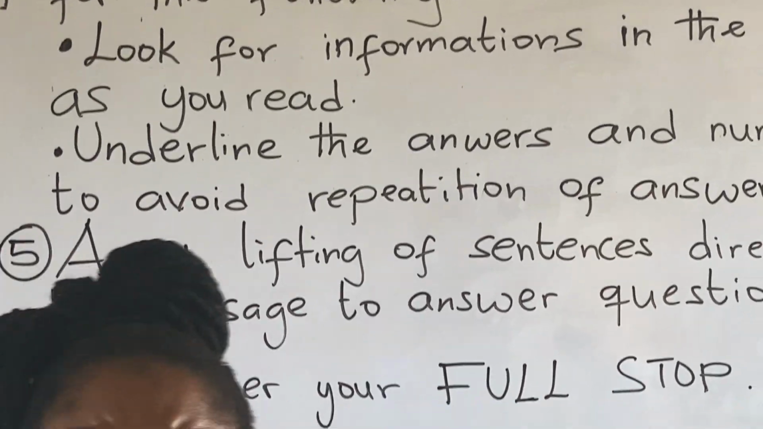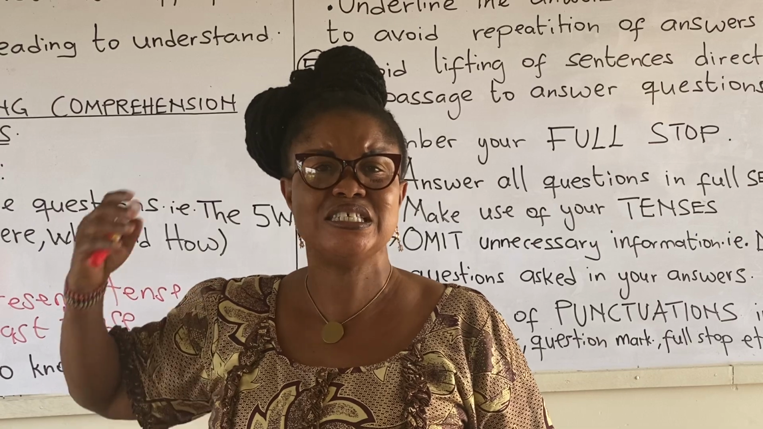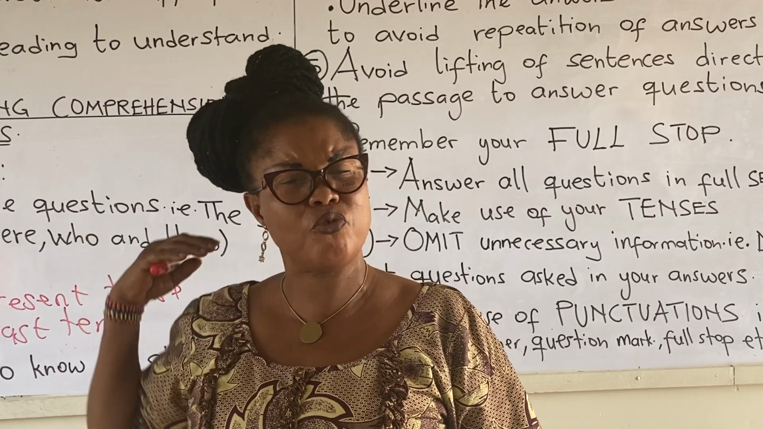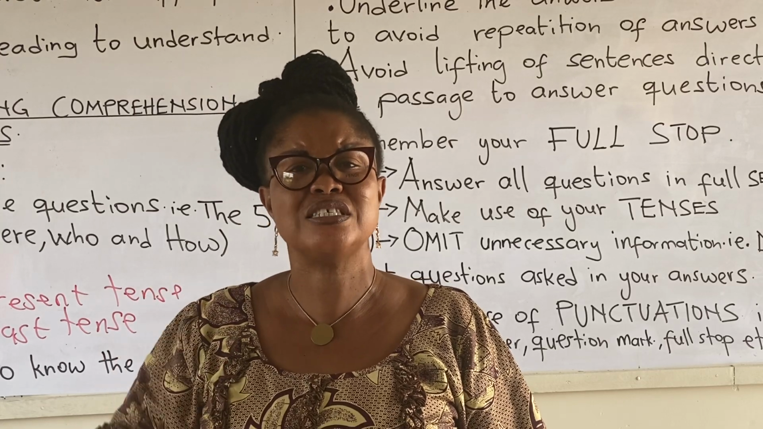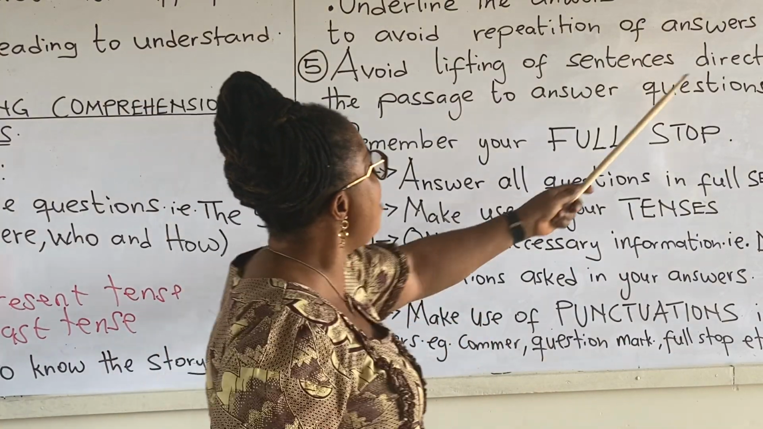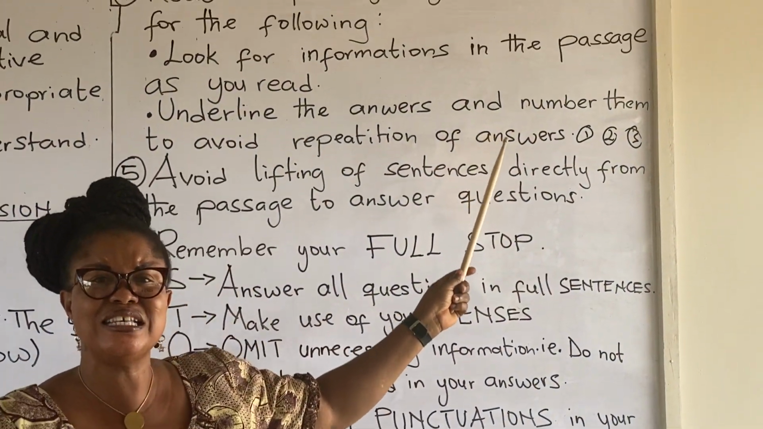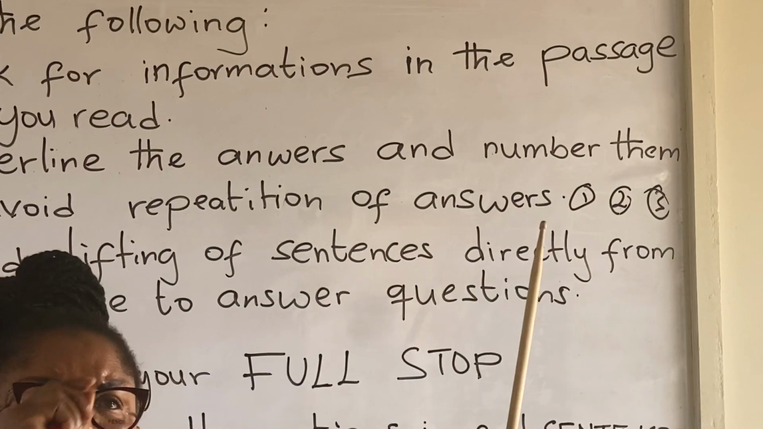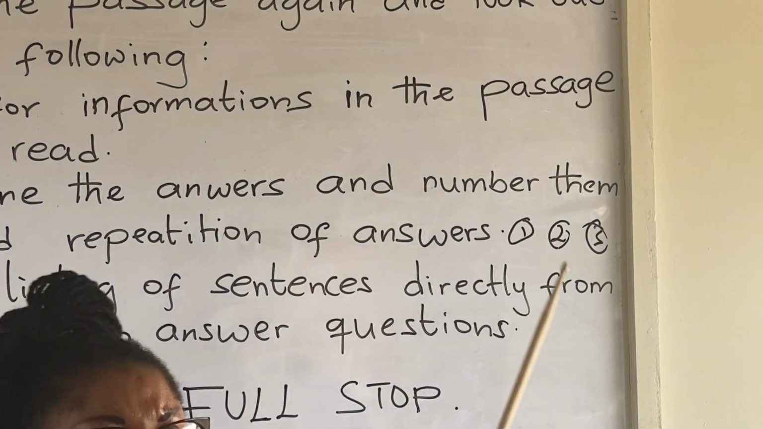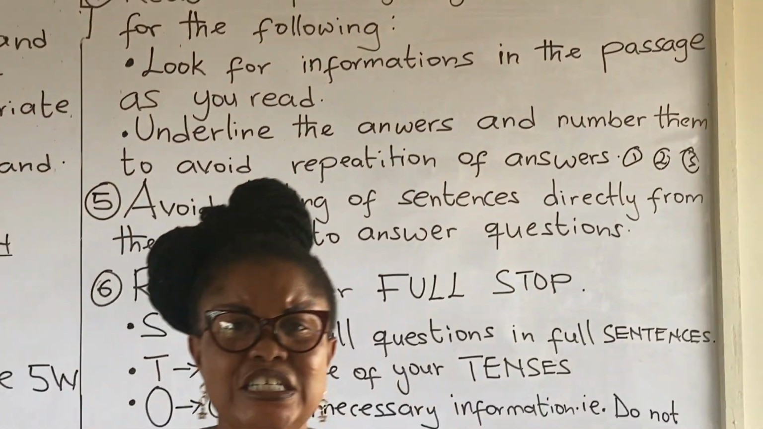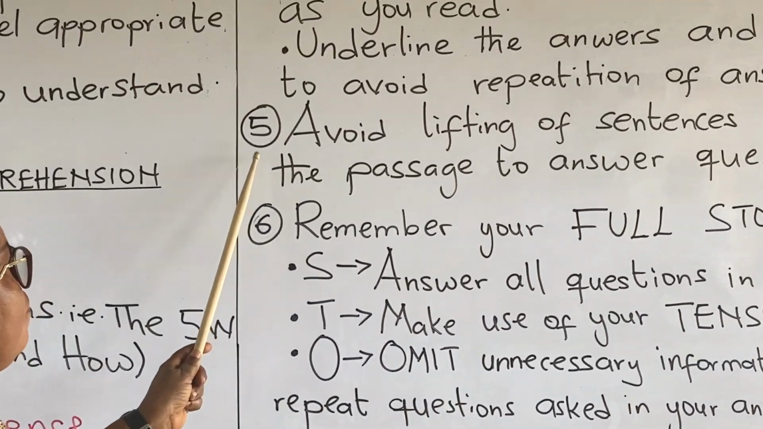Now, as you read over the passage, because you have the questions in your head after going through the questions, when you come across the answers, try to number them in the passage. Underline the answers. If it is for question 1, put question 1 on top. If it's for question 2, put question 2 on top to avoid repetition of answers. Now, let's look at step 5.